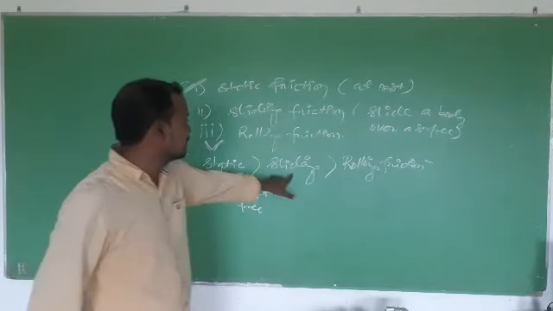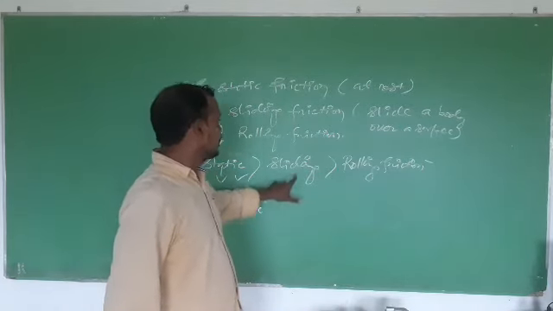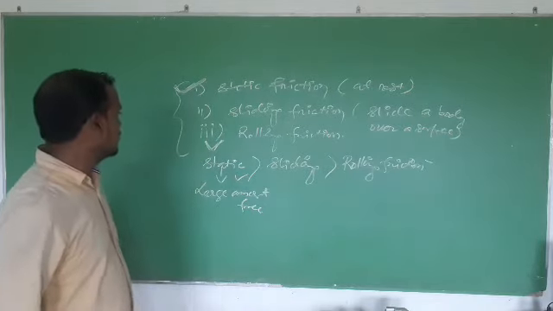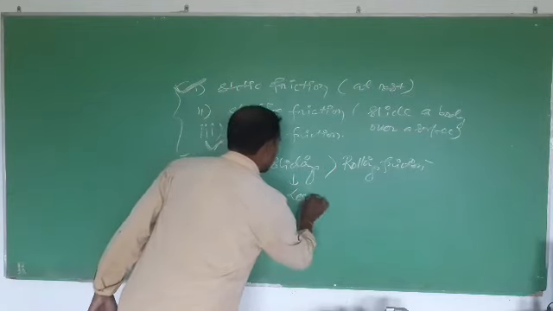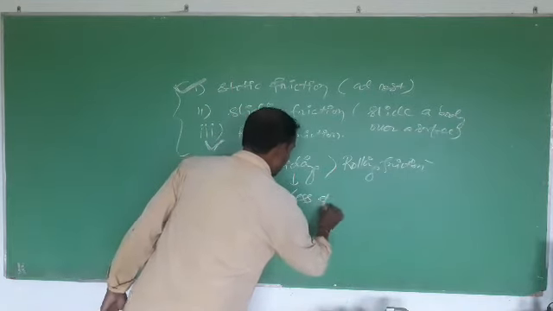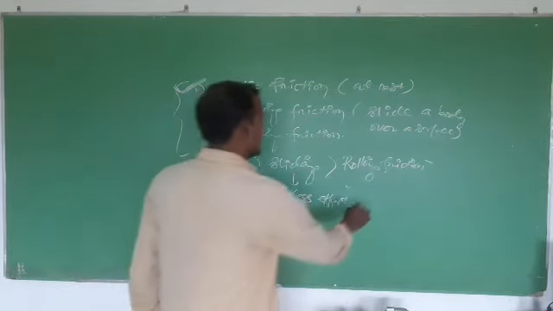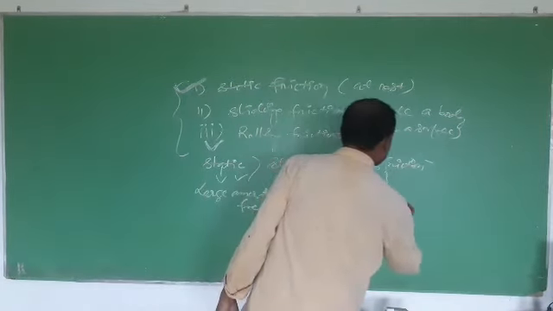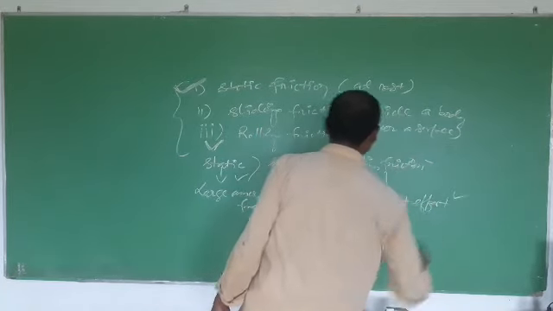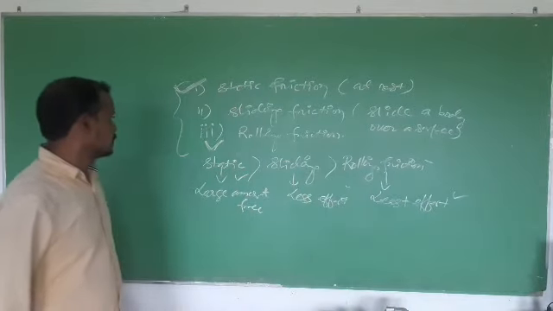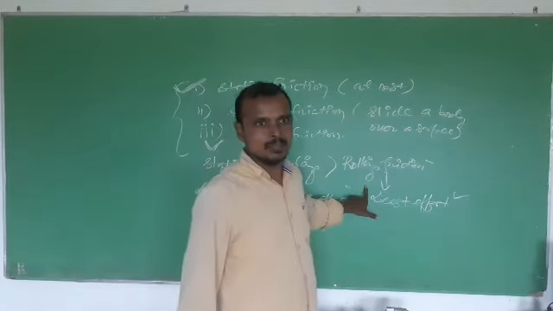But in case of sliding friction, you have to do the work with less effort in comparison to static friction. Here you need to apply less effort. But in case of rolling friction, you need the least effort, the minimum effort, so that you can do the work. So always static is greater than sliding, and sliding is greater than rolling friction.